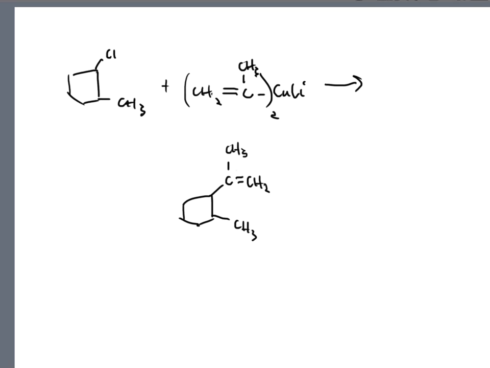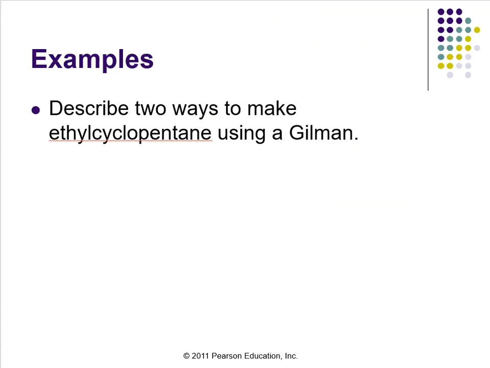All right, well, those don't seem too overly complicated, I hope. Hope you're okay with those. And then when you feel okay with those, you're then going to see an example like this. Describe 2 ways to make ethyl cyclopentane using a Gilman.